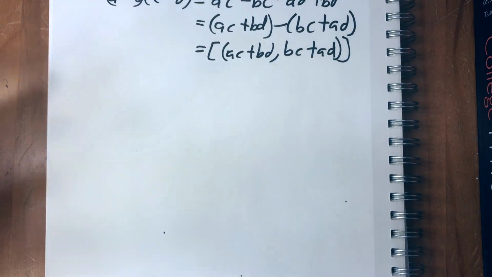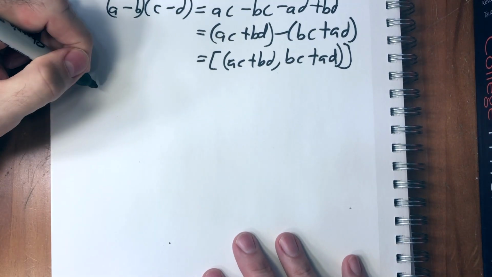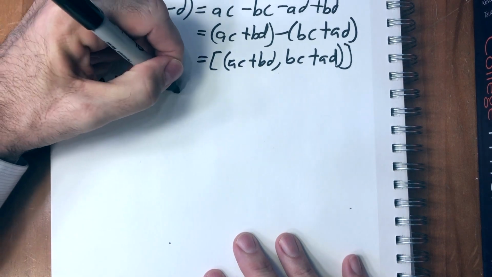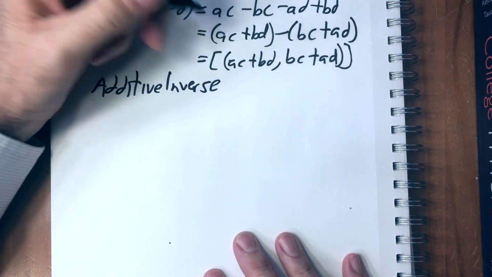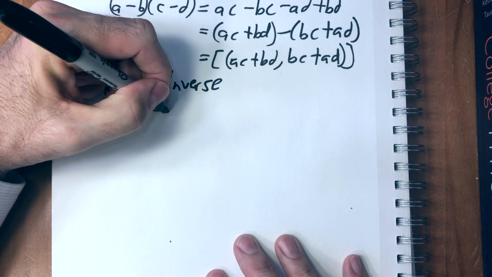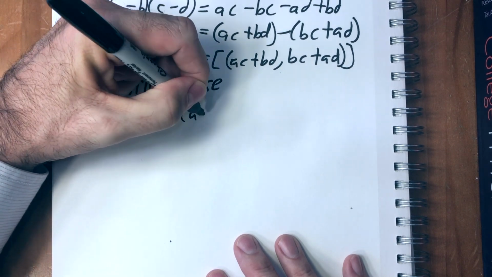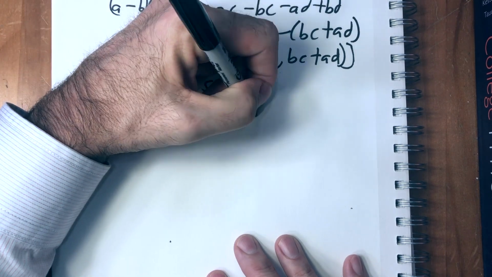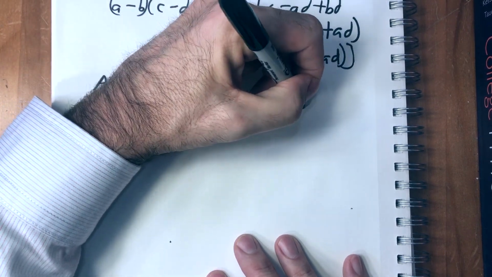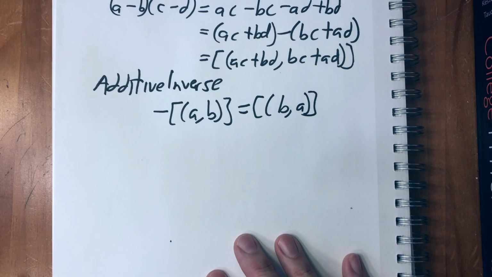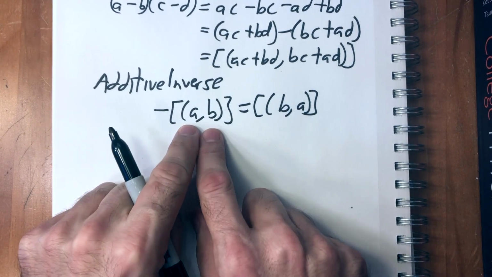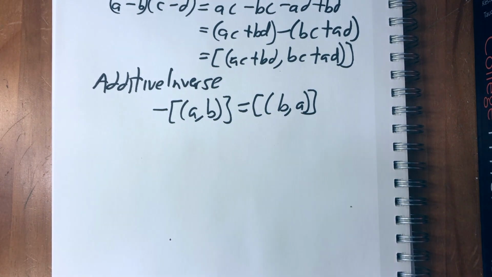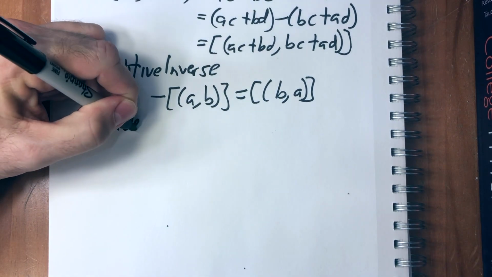Okay, so one more thing, negation, or the additive inverse, is obtained by simply switching the order of the numbers. Right? That's easy to see. If this is 4 minus 3, that's 3 minus 4. That would be 1. That would be negative 1. So that's it.